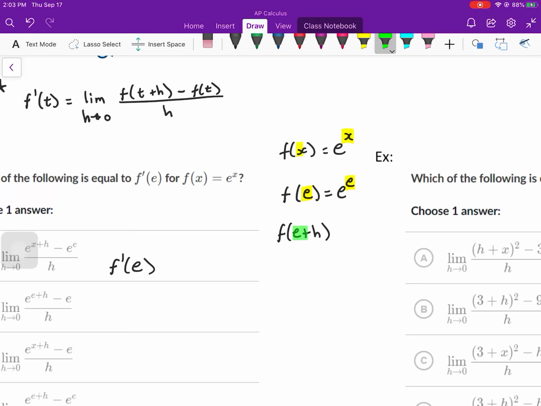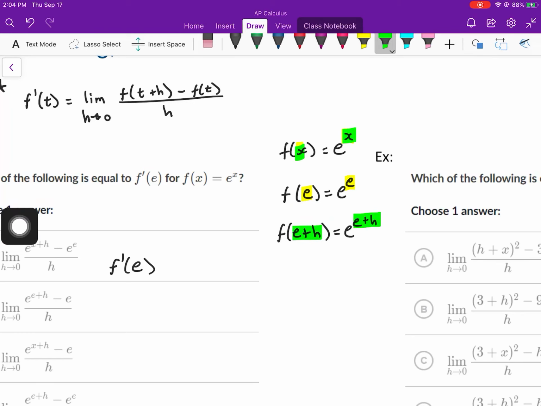What do you think happens when we replace the x with an e plus h? We're just going to have e to the x. Or not e to the x. E to the e plus h. So all we did was take whatever was on the inside and put it in there for the x. So this input here, I just replaced the x with whatever this was.